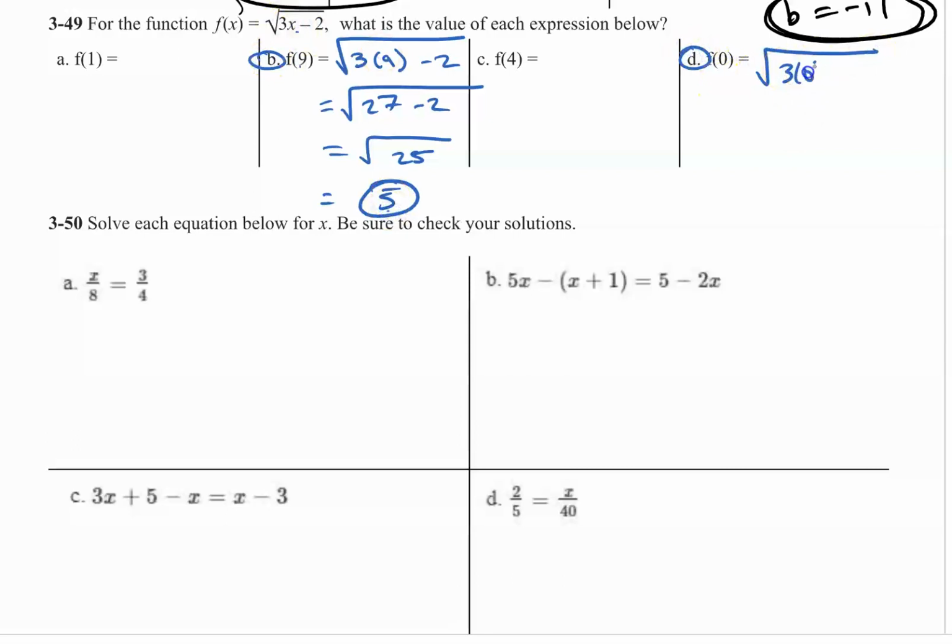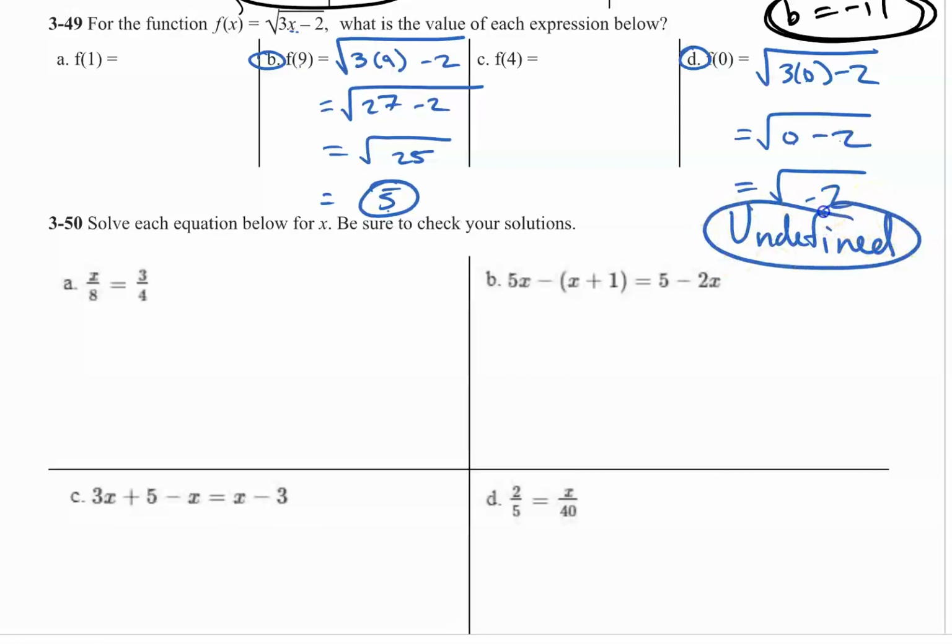Square root of 3 times 0 minus 2, input 0 for x. Now 3 times 0 is still 0. So we have the square root of 0 minus 2. 0 minus 2 is negative 2, and this one is undefined. You can't square root a negative number.